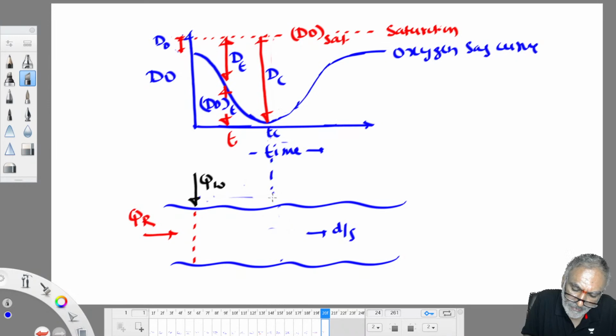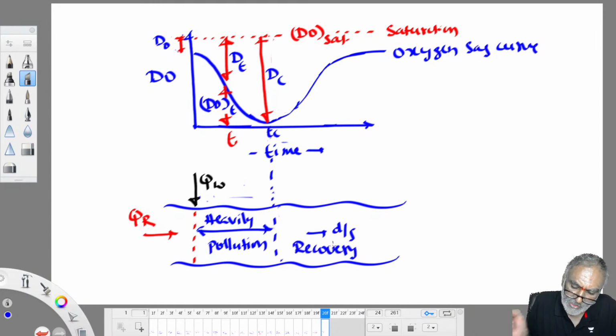This is the heavily polluted zone of the river after disposal. Heavy pollution occurs in the river here. In this portion, the river is recovering fast. This is the recovery zone, recovery from pollution.